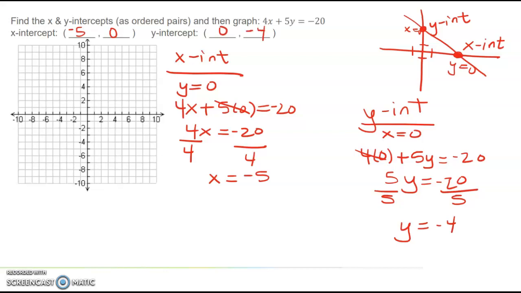Okay, now we just go graph these 2 points. So we have -5, 0 right there. We have 0 and then -4 for y, and so that will be our line. I couldn't draw a straight line, but you get the idea. Line through those 2 points.